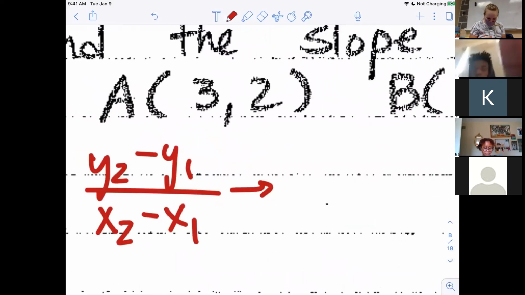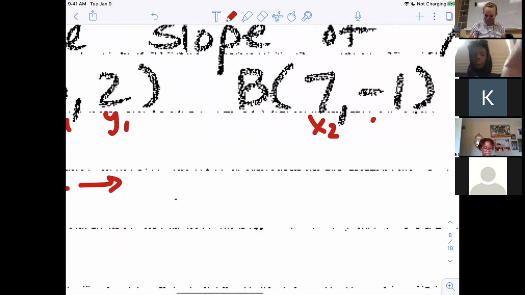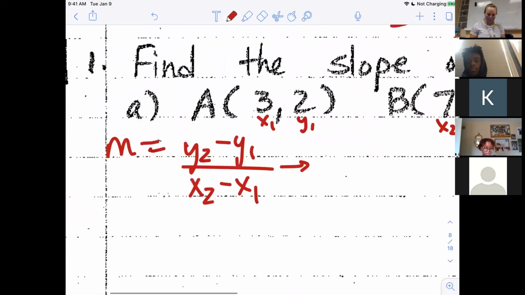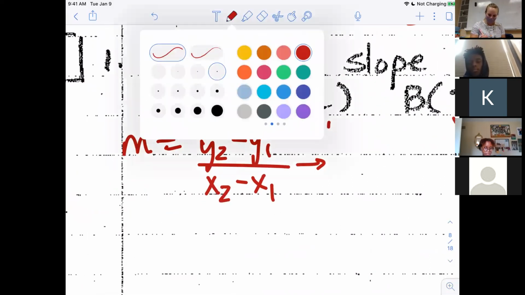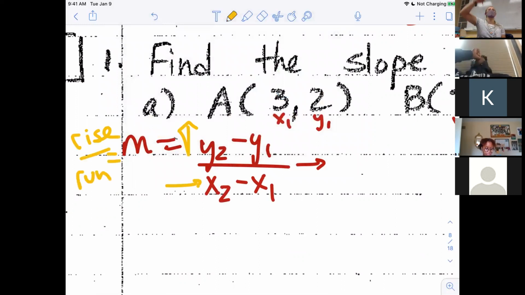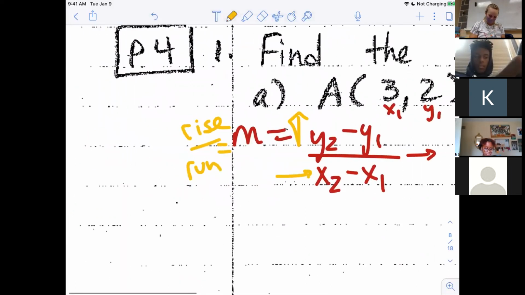So I'm going to label this x1, y1, x2, y2. And so y's always go on top. Remember, slope is rise over run. Rise over run. And so rising means my vertical change, which is my y's. Run means my horizontal change, my x's. Delta y over delta x.